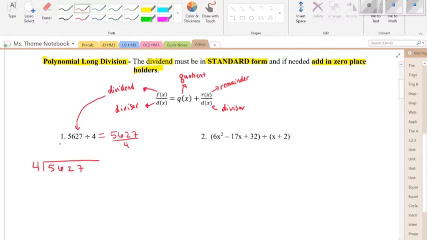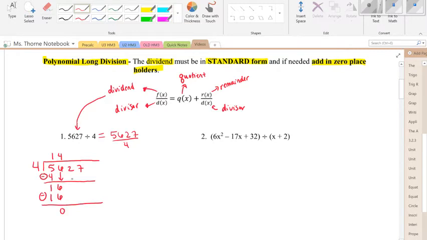4 goes into 5 once. Then the next step is you multiply. 1 times 4 is 4. After you multiply, you subtract. 5 minus 4 gives me 1. Then the next step is to bring down the next term, because 4 doesn't go into 1. But 4 does go into 16 4 times, so that number goes up here. Then you multiply, 4 times 4 is 16. Then we subtract, 16 minus 16 is 0.